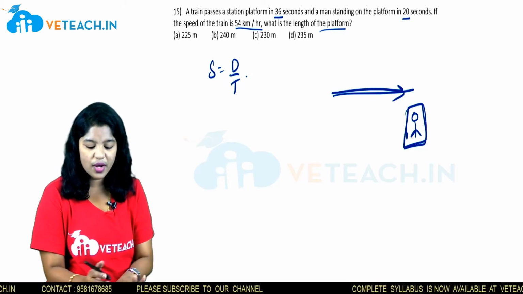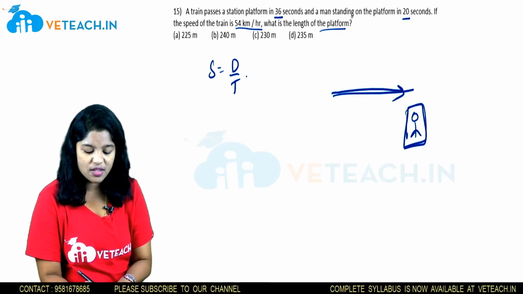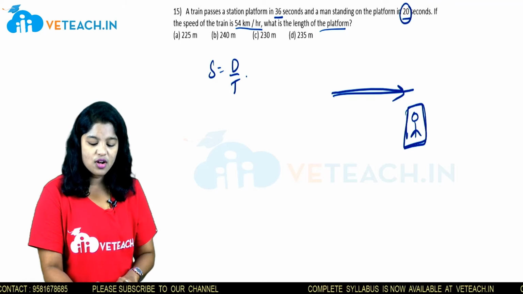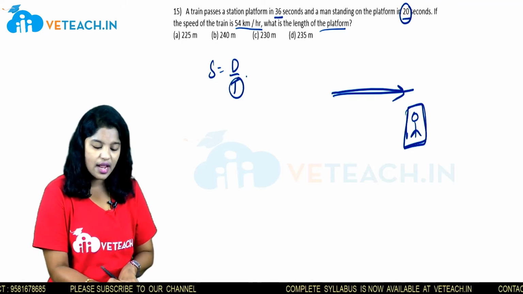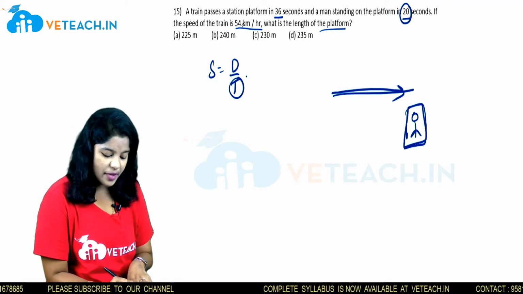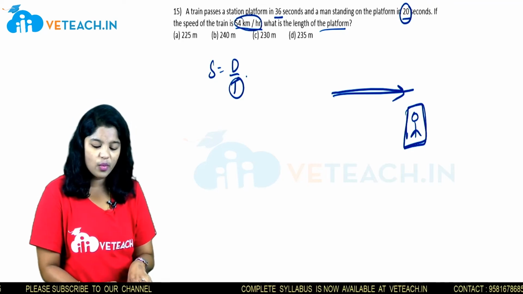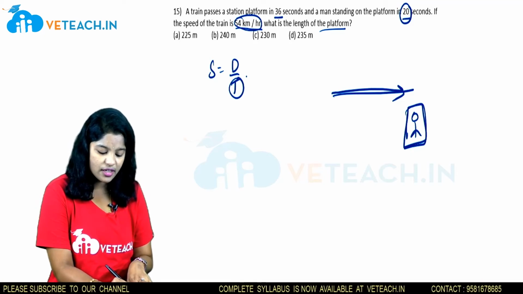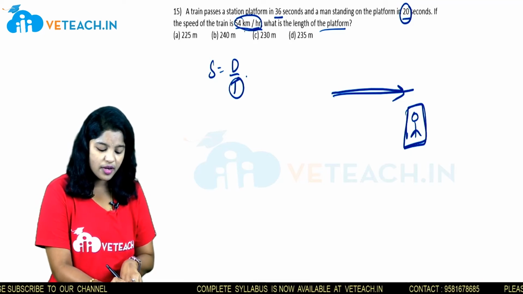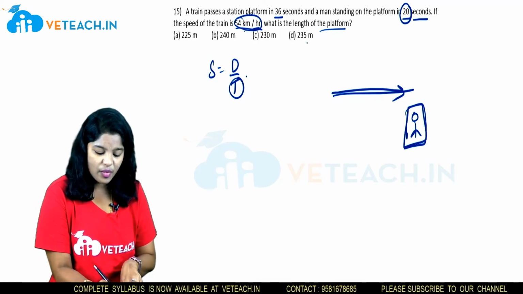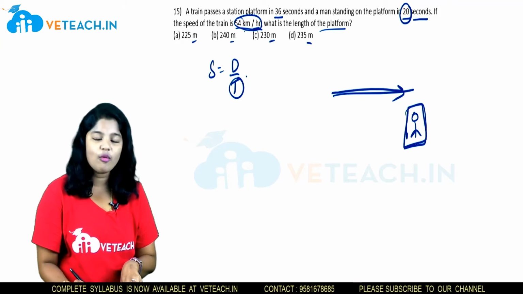So first ignore that one. We will consider that it crosses the man standing at a platform in 20 seconds. So here the time will be 20 and the speed is 54 kilometers per hour. Here they have given the speed in kilometers per hour, and the time in seconds. But in the answer we are having it in the form of meters.